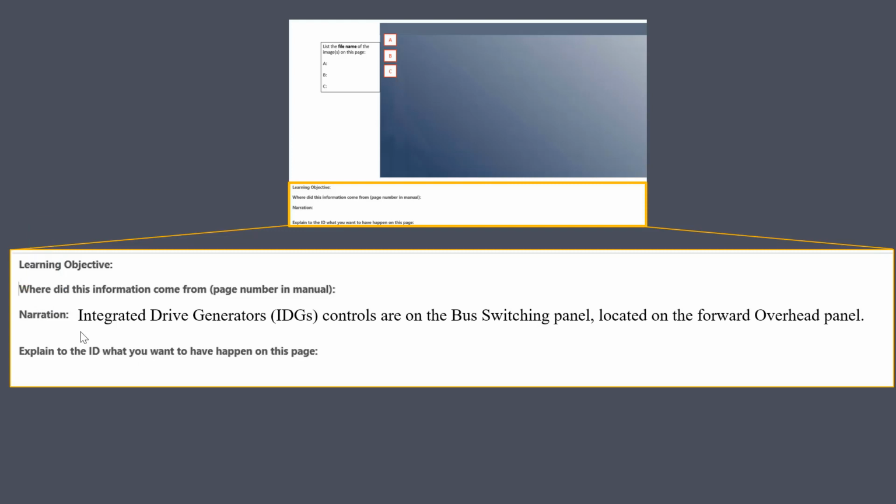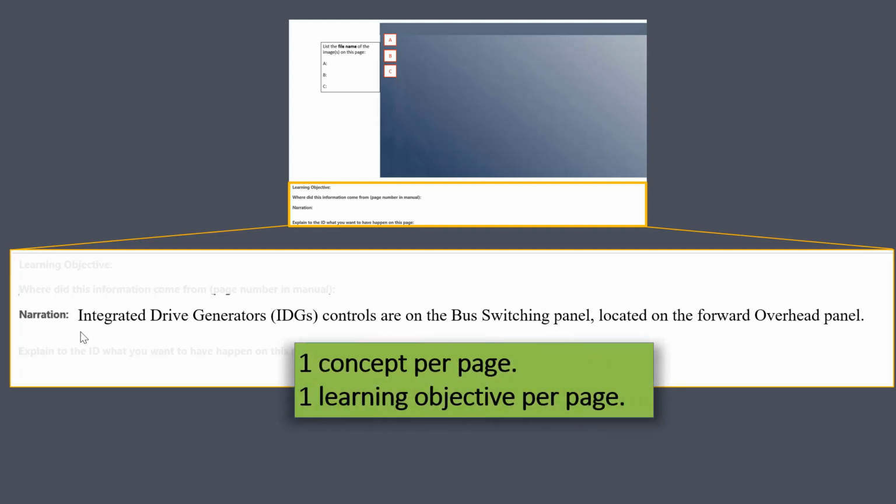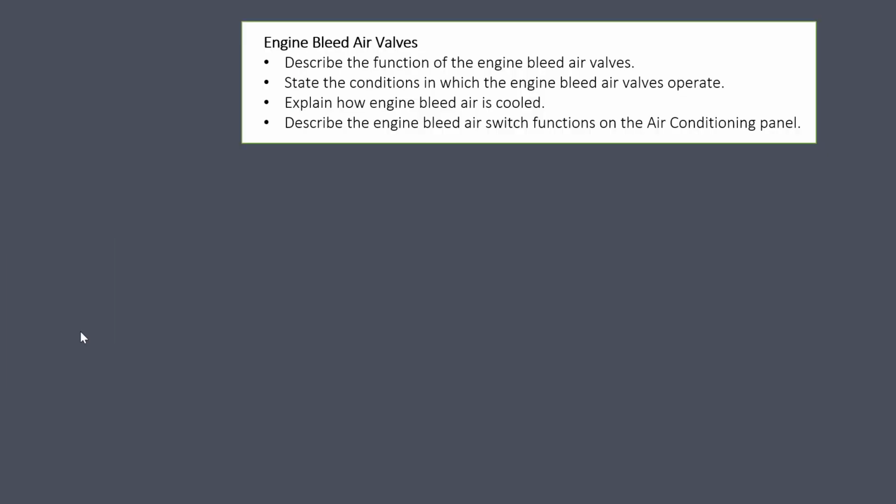And before we move on to those other fields that you see around that narration field, I want to emphasize something very important about the narration itself and organizing your content. You want to be sure to limit the content on each page to one concept and one learning objective only. You may need to spread the information for a single learning objective across several pages, but you cannot address more than one concept and one learning objective per page.